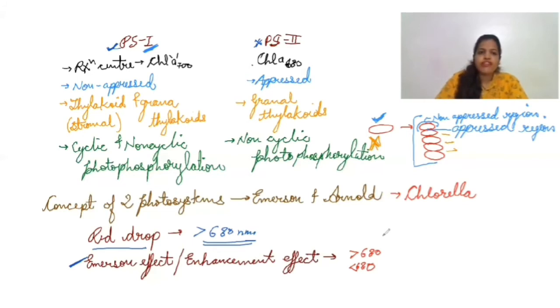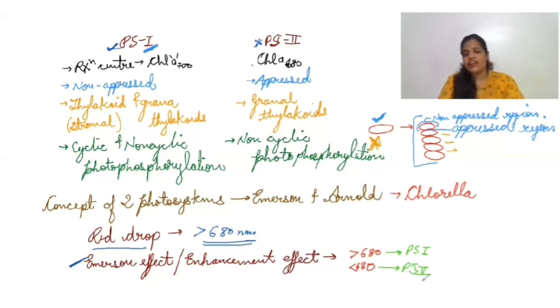When we give the wavelength of light above 680 nanometer, who becomes active by this one? PS1 becomes active. And if we give below 680 nanometer together, then who becomes active because of this below 680 nanometer wavelength? Photosystem 2 becomes active. So this is all about the two photosystems, red drop and immersion effect. Nothing difficult is here. That's what I think, and of course I'm right?